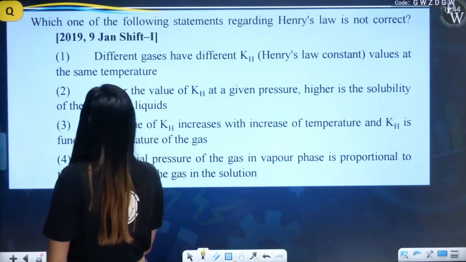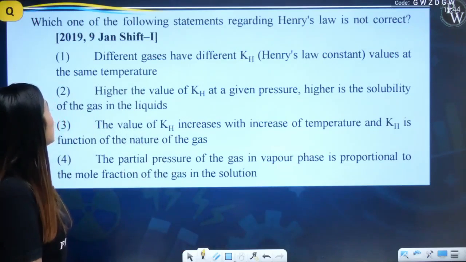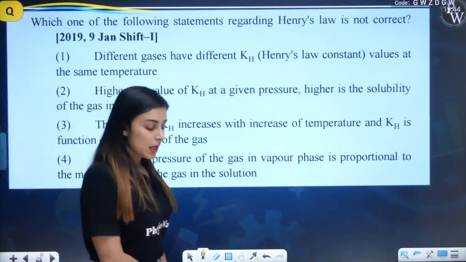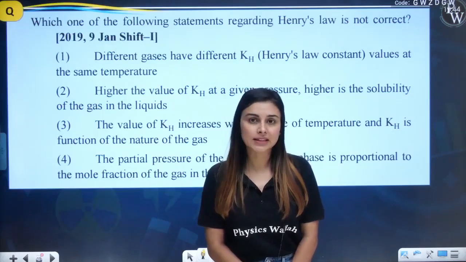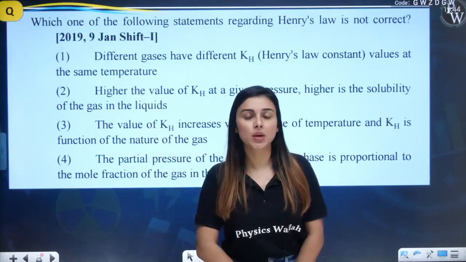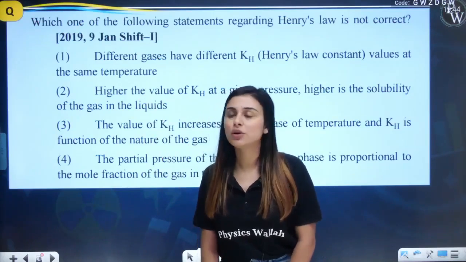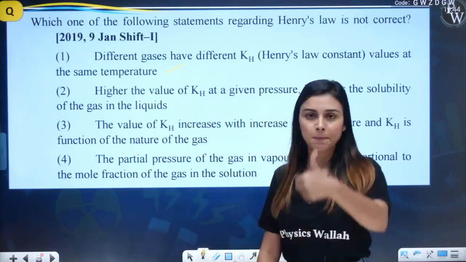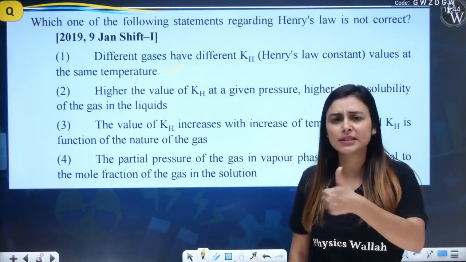Okay, first says different gases have different KH, Henry's law constant values at the same temperature. I know that KH depends on two major factors, temperature and nature of the gas. Temperature is kept constant, okay. But if I talk about different types of gases, they will have different KH values. So this is correct. I was asked which is not correct. So I have to tell which is not correct. The first statement is correct.